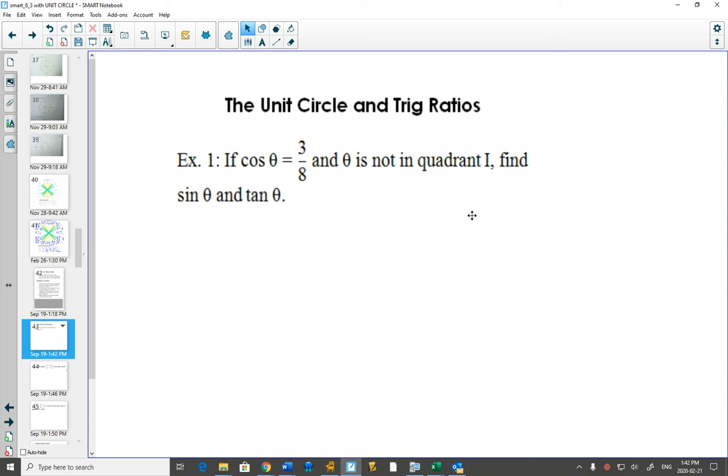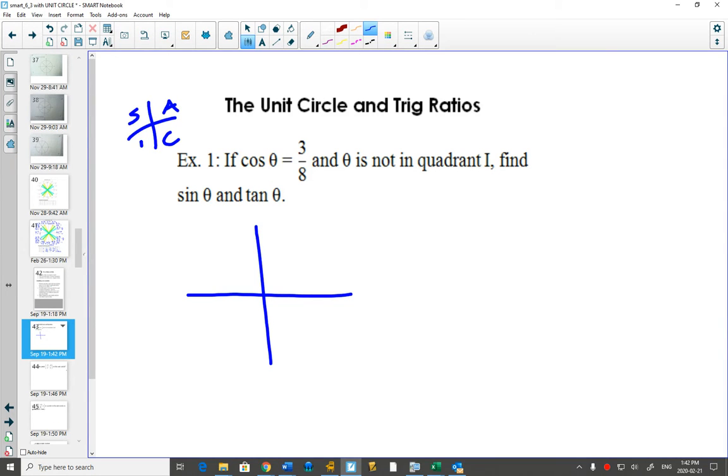This one says cos of theta is 3/8 and it's not in quadrant 1. What quadrant is it in? And how do you know? It's not in 2. It's in quadrant 4. And why do you say quadrant 4? Because cos is positive. If you think about your CAST rule, it's either in 1 or 4, but it's not in quadrant 1, so it has to be in quadrant 4.